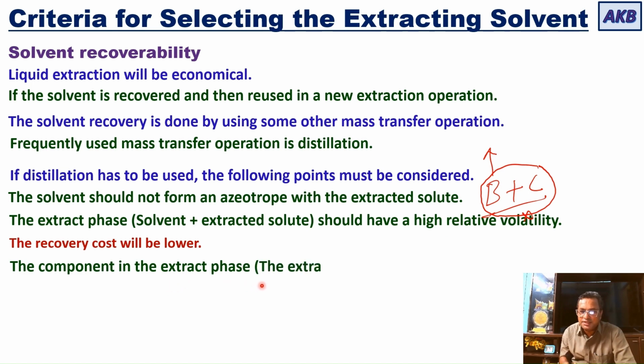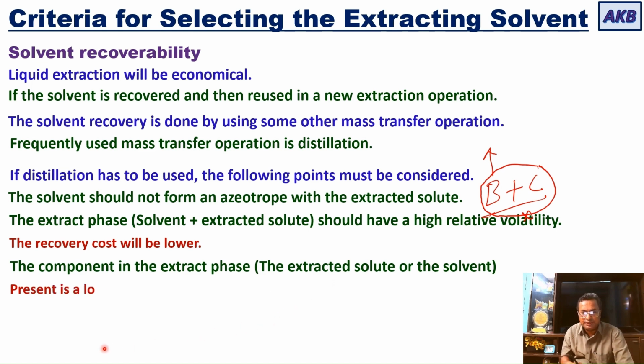Then the component in the extract phase, it could be the extracted solute or the solvent. The extract phase will have two major components, the solvent and the extracted solute. Whichever is present in lower amount should be more volatile. So if B is in lesser amounts, it should be the more volatile component. If C is in lesser amounts, it should be more volatile. So the point is, the component that is present in a lower amount should be more volatile. Again, you have to choose a solvent which will result in this situation.